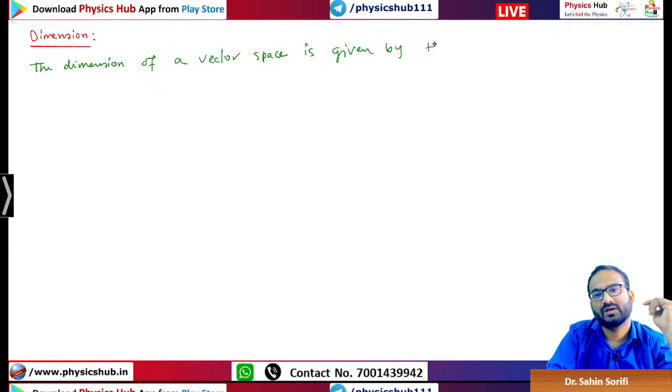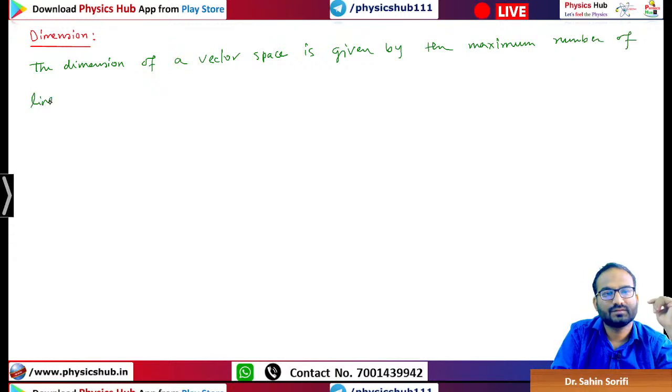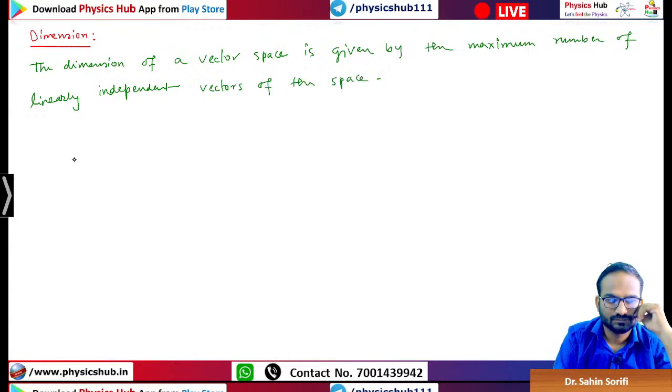The dimension of a vector space is given by the maximum number of linearly independent vectors of the space.